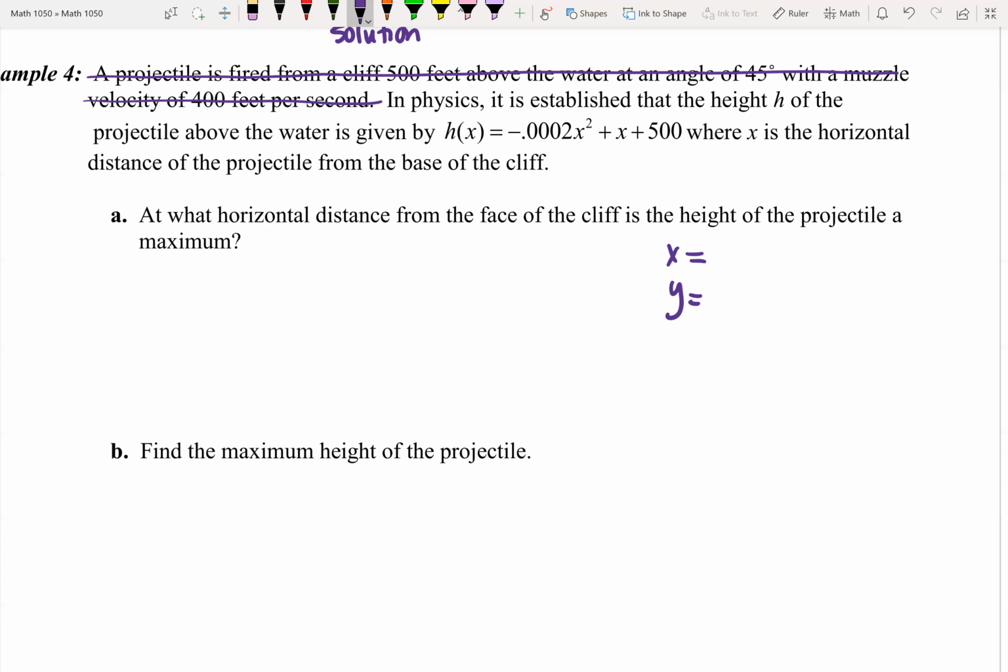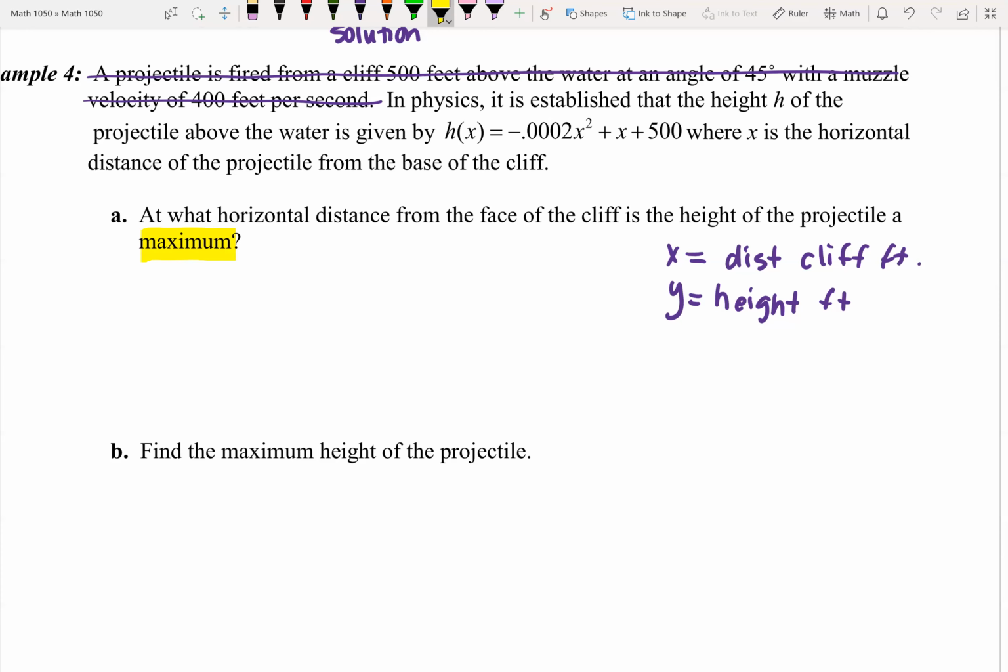Okay, so let's go x equals, y equals. It says the height of the projectile is given by the equation. So the y is the h of x, which is the height, and this is in feet. I can read that in the stuff I crossed out. The x is the horizontal distance from the base of the cliff, so I'm just going to say distance from the cliff in feet. Question A. At what horizontal distance from the face of the cliff is the projectile at a maximum?